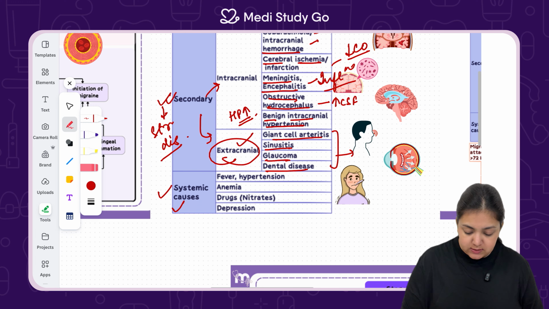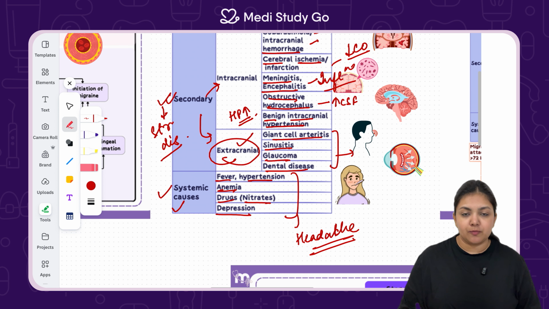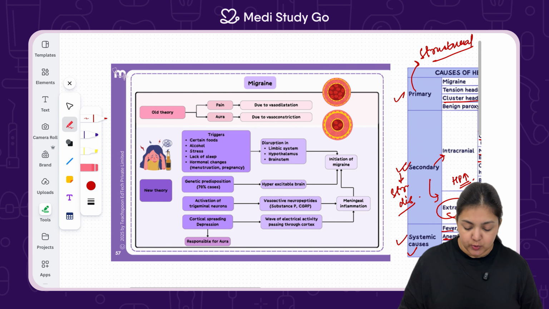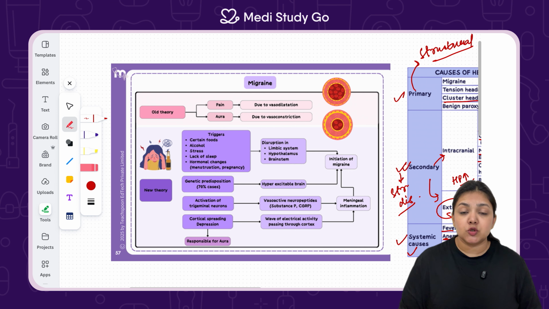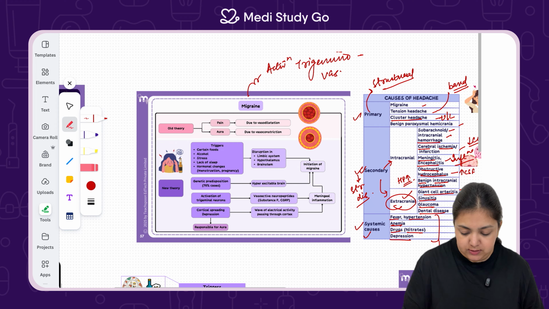Coming to systemic causes, there can be fever, hypertension, anemia, drugs like nitrates, and depression, which can come along with the feeling of headache and migraine. So these will be the causes of migraine which can lead to a headache situation. Now, what happens if such a trigger is actually present? How does a headache differ towards a migraine and a situation of such severe headache happens? So migraine basically happens due to the activation of trigeminal vascular system.